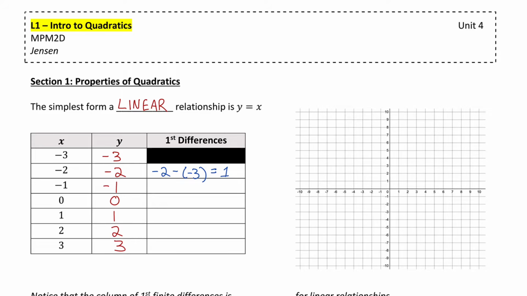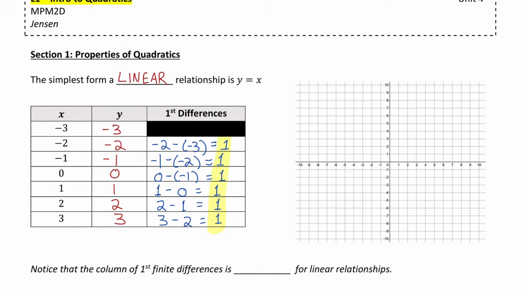And then just repeat this process for each pair of y values. The next pair is -2 and -1. Doing the bottom one minus the top one, -1 minus -2, I again get 1. And if you repeat this process for each pair of consecutive y values, notice that all of the first differences are 1, which means there is a constant rate of change between the y values, which means this is a linear relationship. For all linear relationships, the first differences are constant.